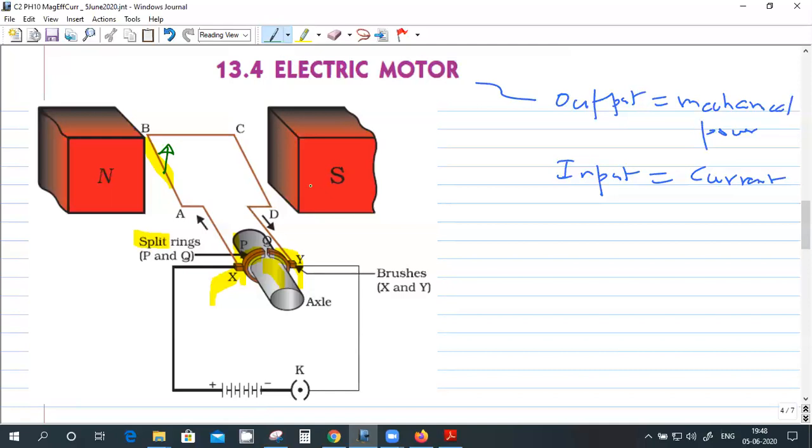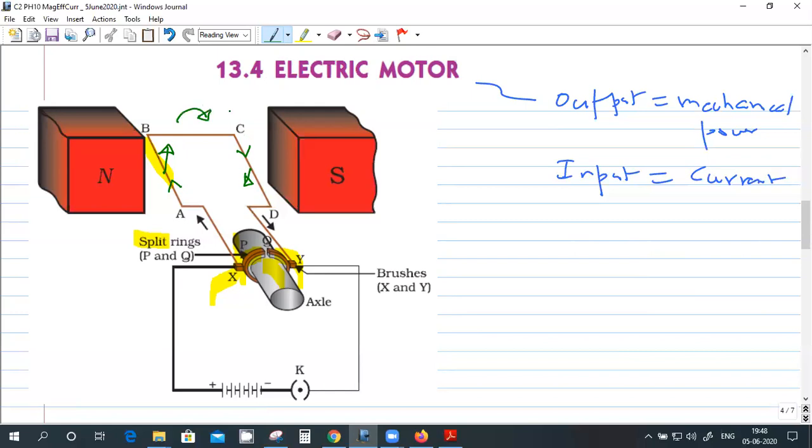Okay. And what about this part? The current is going this way, right? Right. So it would go down, I think. Yeah. So because of what happened to the coil? So the coil will keep rotating, right? Yeah, it will get a rotation.